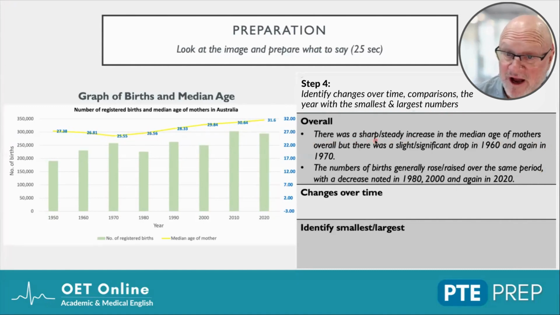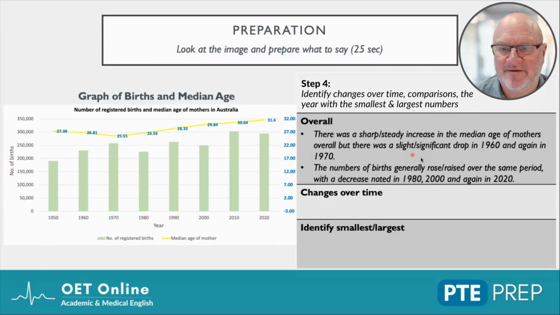There was a sharp or steady increase. Which word would you choose? In the median age of mothers overall, but there was a slight, significant drop in 1960 and again in 1970. Would you say that was slight or significant? The number of births generally raised over the same period, with a decrease noted in 1980, 2000, and again in 2020.